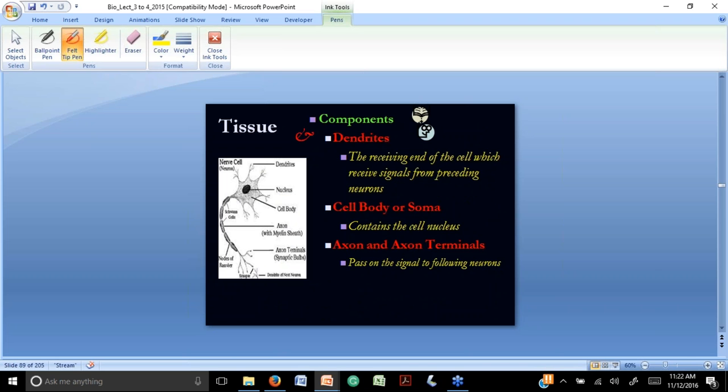Okay, so we have here the Schwann cells. Please remember, Schwann cells contain the myelin. This myelin is fat.